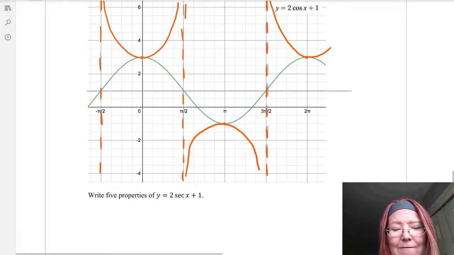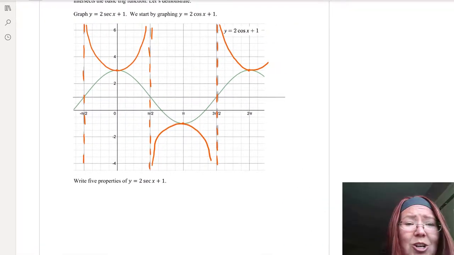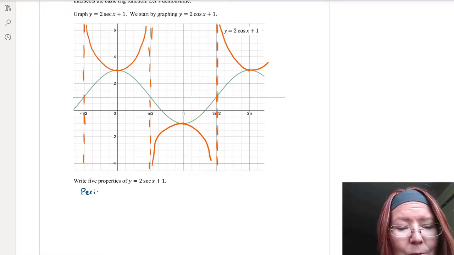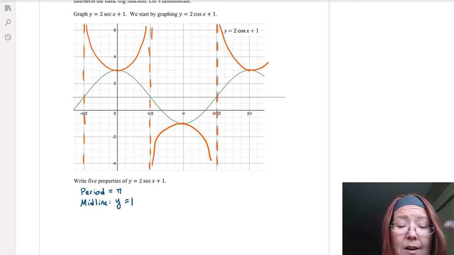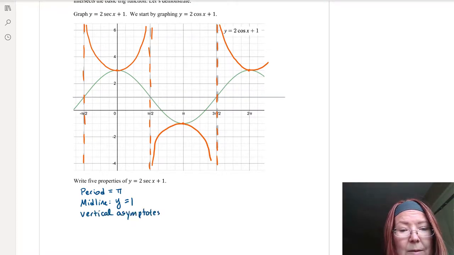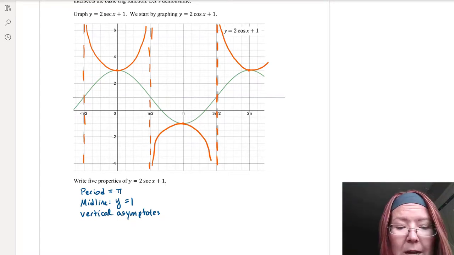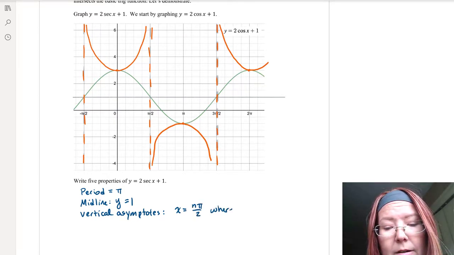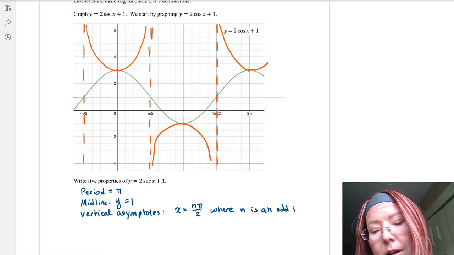Okay, let's just go ahead and write five properties of this now. We can start with kind of the standard period, asymptotes, midline, right? So the period, haven't altered the period. The period is still pi. The midline did move. The midline, instead of being at y equals 0, is now at y equals 1 because we shifted it up 1. The vertical asymptotes, those are at negative pi over 2, pi over 2, 3 pi over 2. So those are at odd multiples of pi over 2. So x equals n pi over 2, where n is an odd integer.